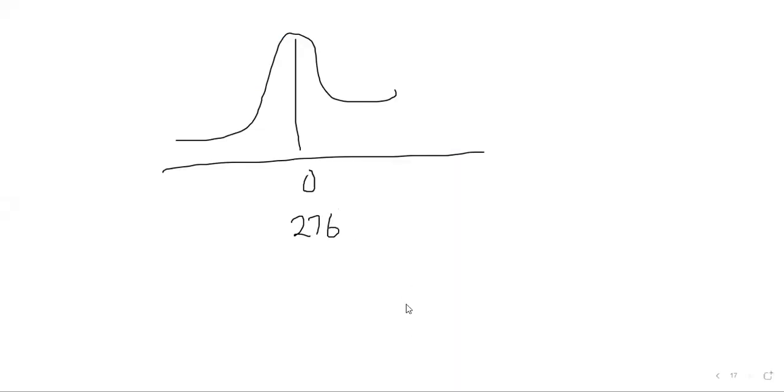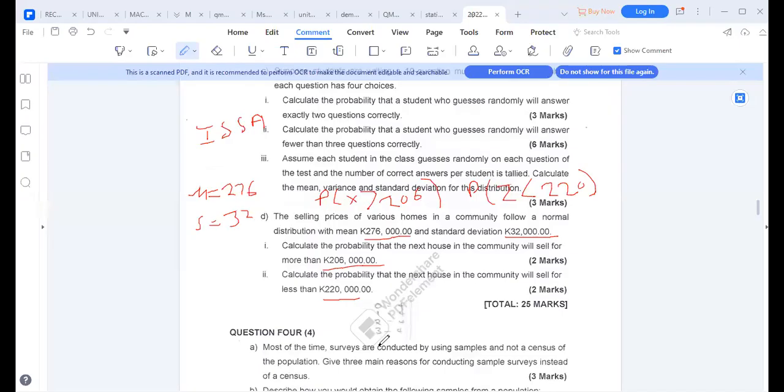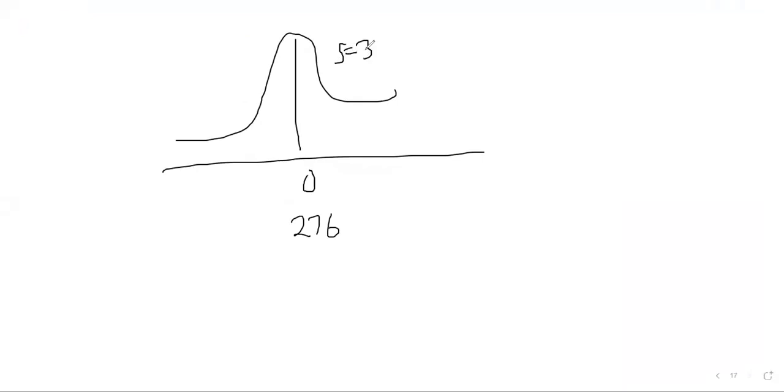Then the value of x, part 1, greater than 206, when the mean is 276 and the standard deviation is 32. Where is the 206 going to be? On the left or on the right side? It is here, the left side of the mean. All right. So X is greater than 206. Which side are we going to shade? The right. The right. Excellent.